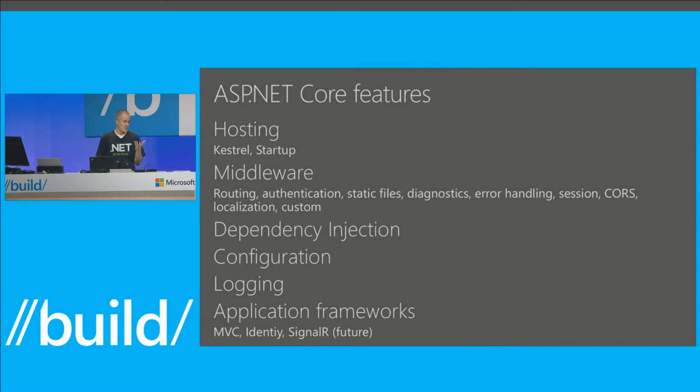For middleware, the middleware model in ASP.NET Core is asynchronous, and it's incredibly lightweight. We give you a whole bunch of middleware out of the box, middleware for routing, authentication, static files, diagnostics, and so forth. There's a whole bunch of them. Of course, you can write your own.